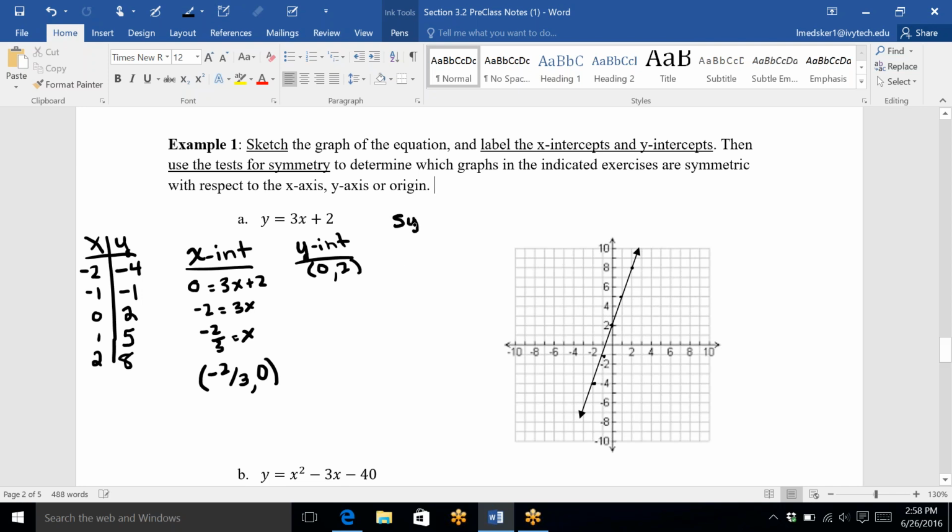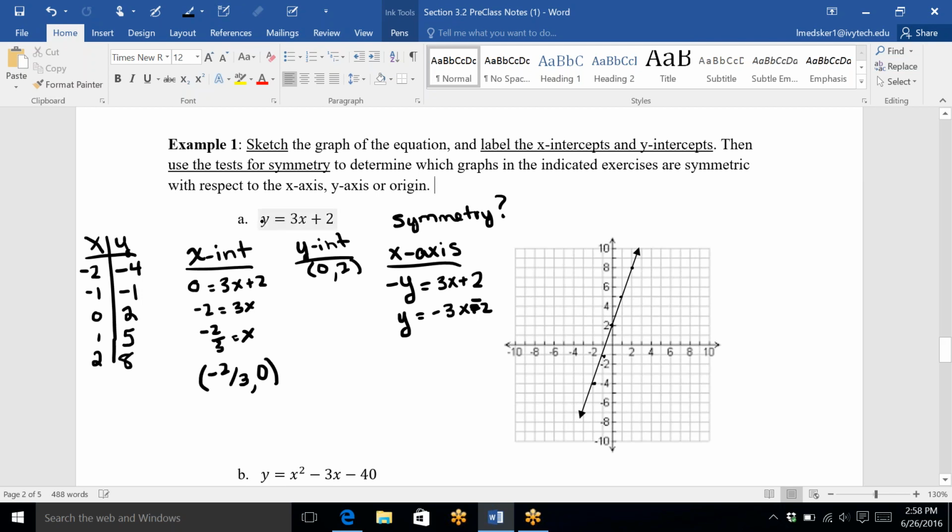For symmetry, so this is what I meant by testing for symmetry. You have to do 3 different tests. X-axis. The way you test for x-axis is you change all of the y's to negative y's. Then you try to get this to look like the original. So to get it to look like the original, you'd have to divide everything by -1 to get that negative to go away. Once that y looks like the original y, oh sorry, this is supposed to be a negative over there. Just going to mark that out. I divided everything by -1.